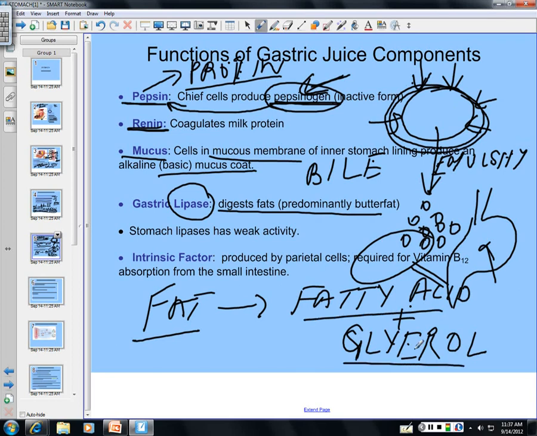For this action to take place, little bit of lipase acts on the surface of fats and little bit of fat digestion takes place in the stomach. Don't worry, fat is going to be digested later on, so you don't have to worry about the fat. Okay? Stomach lipases, like I said, has weak activity, and the very important factor called intrinsic factor is produced by the parietal cells, which is required for vitamin B12 absorption in the small intestine. In its absence, if you do not produce enough intrinsic factor, B12 will not be absorbed, and therefore the person ends up having pernicious anemia.